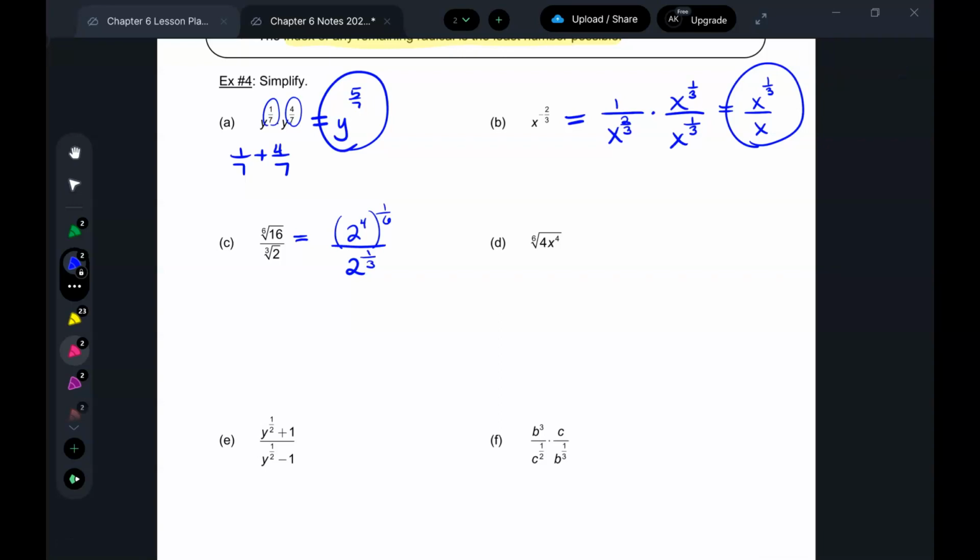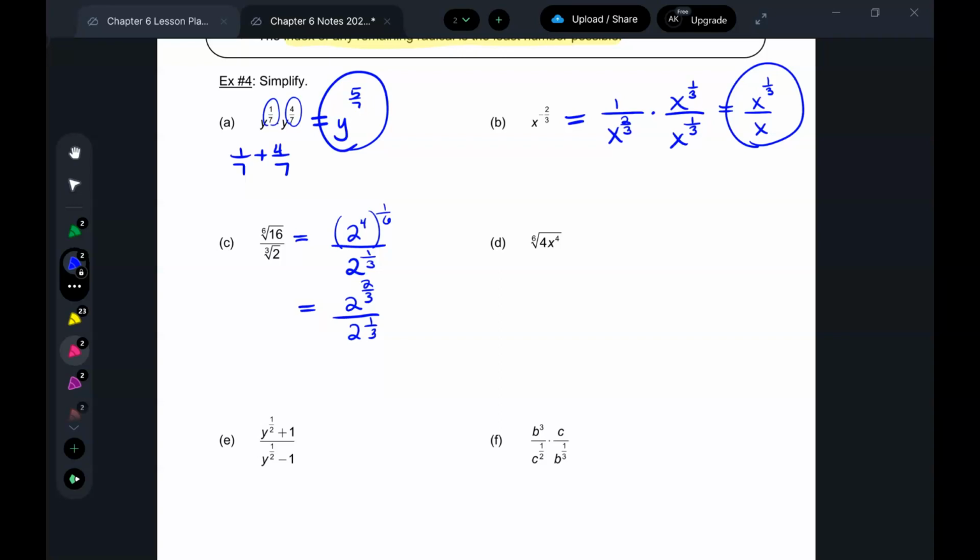Can I simplify the numerator? What can we do when you have a power raised to a power? Do you add or multiply the exponents? Multiply. So what happens when you multiply 4 times 1/6, which is 2/3? Okay, so I have 2 to the 2/3 over 2 to the 1/3.